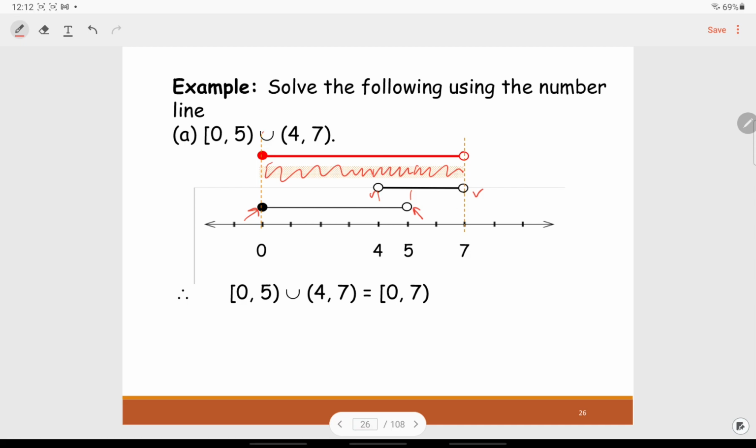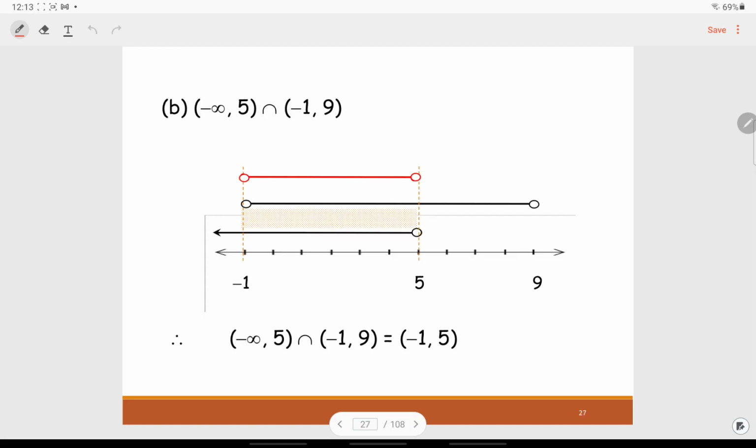Because on the left side we have a closed interval, or black circle, we use a solid circle. On the right side we have a white circle, so we use this kind of circle for the union operation. After all, don't forget to conclude your answer. Give this as your final answer. The final answer is from closed 0 up to open 7.